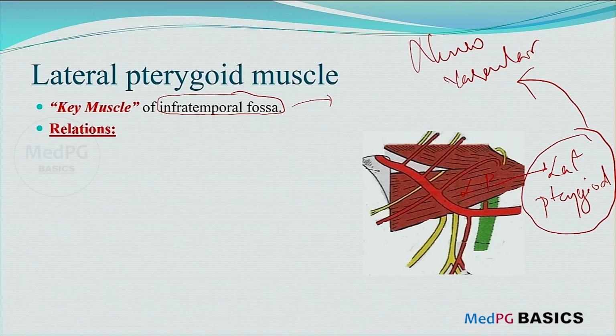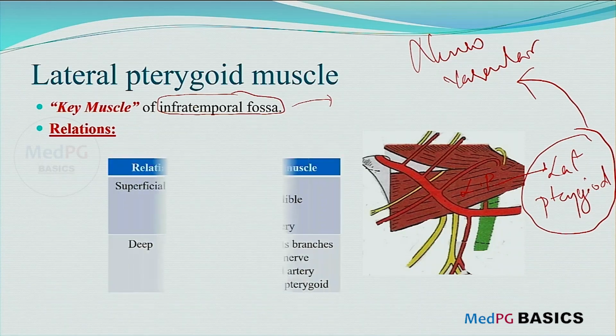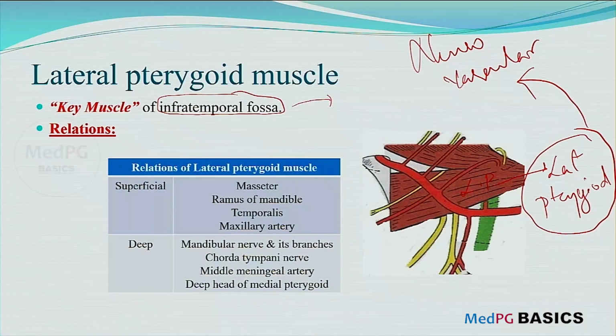Now speaking about the relations in the infratemporal fossa in relation to your lateral pterygoid muscle, superficially you need to remove certain structures in order to visualize this lateral pterygoid muscle. What are the structures that you have to remove when you approach the infratemporal fossa from the lateral aspect? Other than skin, superficial fascia, deep fascia and the parotid gland, when all these are removed, the very first thing you're going to see is the masseter, which has its insertion to the outer surface of the ramus of the mandible.